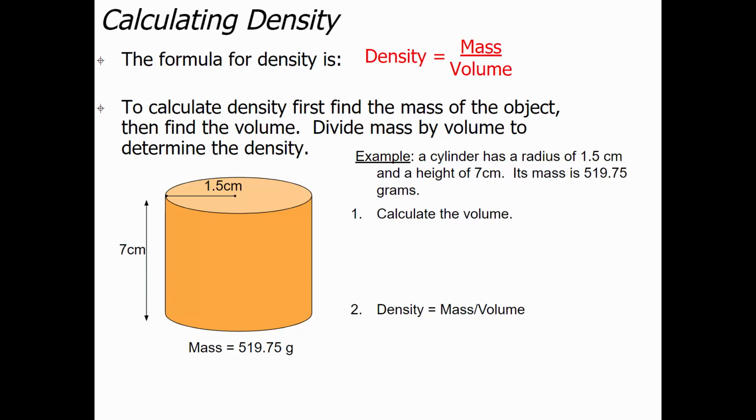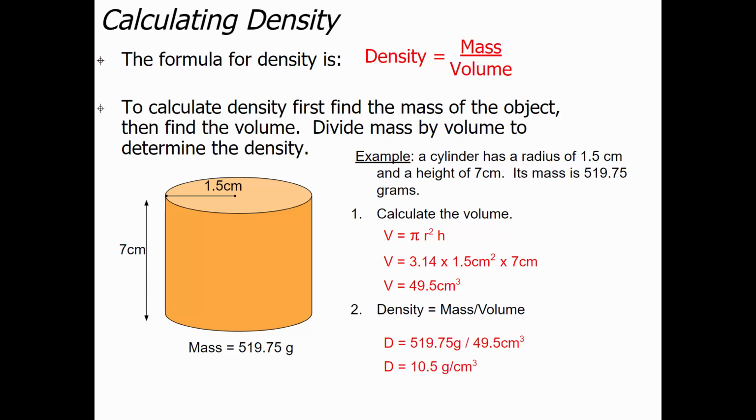So let me show it to you. First you need to know the volume of the cylinder. You know the formula for the volume of a cylinder? Pi times radius squared times height. I got it. So the volume of the cylinder is 49.5 cubic centimeters. Good. Now they've told me the mass. It is 519.75 grams. How do I find density? Mass divided by volume.